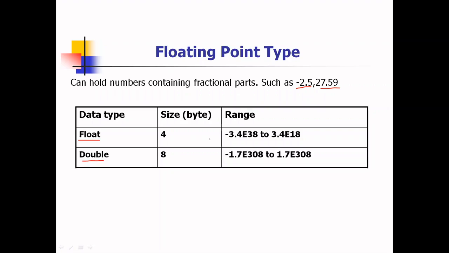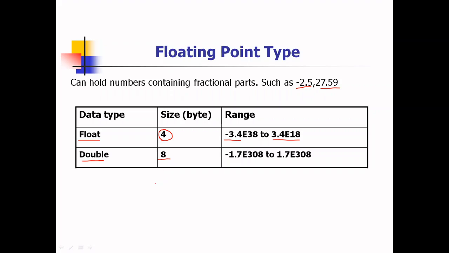So float has the size that is 4 bytes, and the values which can be stored in the type of float variable is -3.4 e to the power 38 to +3.4 e to the power 38. Then we have one more type, that is double. Whenever you want to create a variable which stores a high precision number, then you can go for a type that is double, which takes 8 bytes.